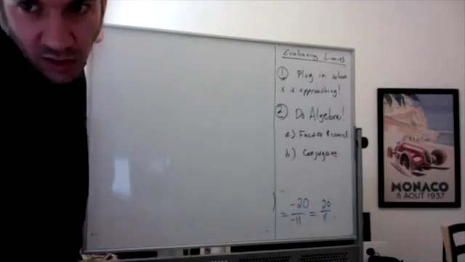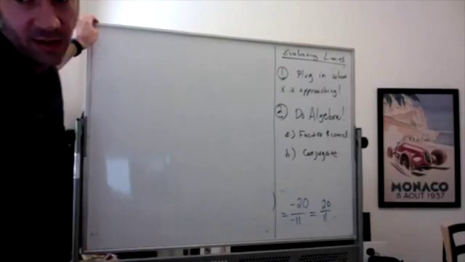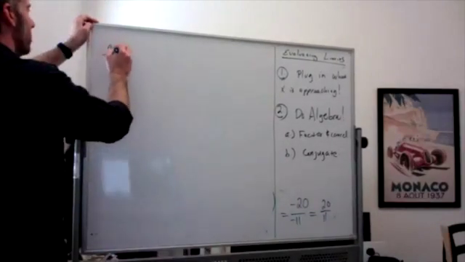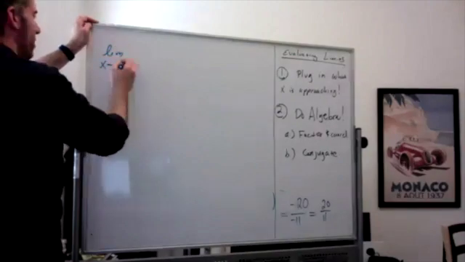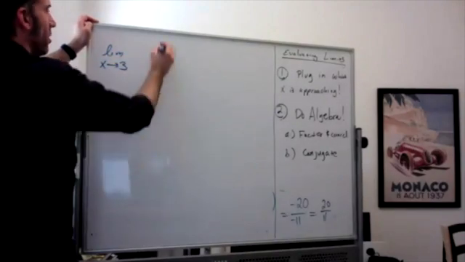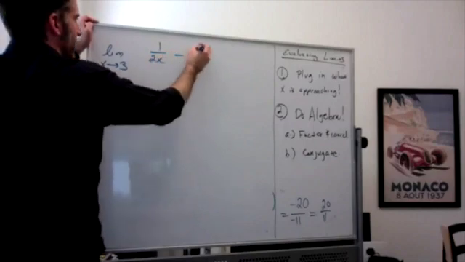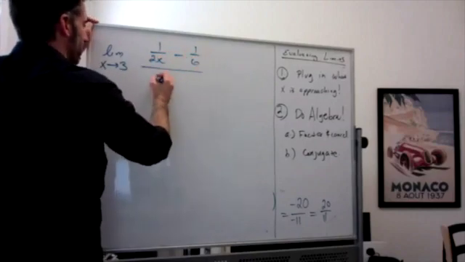Let's look at this one. Sure. Do I want that one? I don't want that one yet. Let me just do this one. Let's do the limit as x approaches 3 of (1 over 2x minus 1/6) over x minus 3.